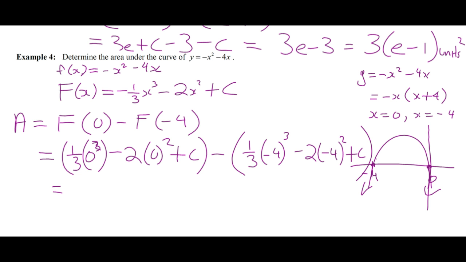Like that? Yeah, I think so, right? We just substitute 0 in. So this is 0, this is 0. We just end up with c. Minus, okay, so negative 4 cubed is negative 64. So we got negative 64 over 3. So we've got minus negative 64 over 3. So that'll be plus 64 over 3. And we've got 16 times 2 is 32. So we've got minus negative 32, which will be plus 32. And then we've got minus c.